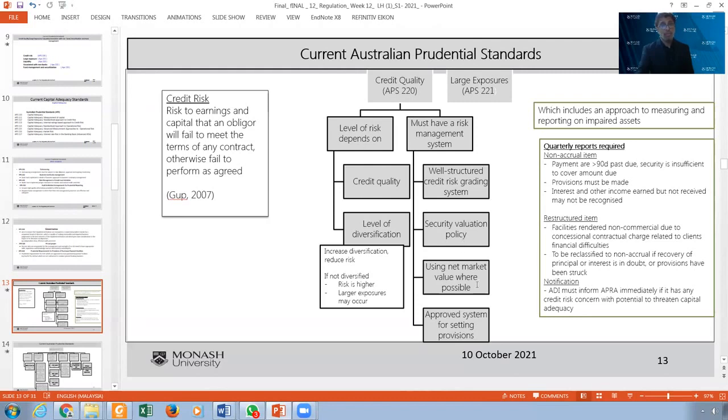So they have to use net market value where possible, and they have to have an approved system for setting provisions, which means if you are going to have a provision, you can play with that provision all the time. But in Australia, according to the standards, as well as in other countries, APS 220 will tell you how to set those standards, because if you have the right to increase and decrease the provisions without any supervisory involvement or regulation, then you can play with that and play with the bottom line.